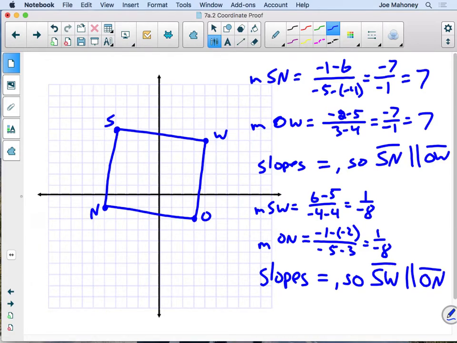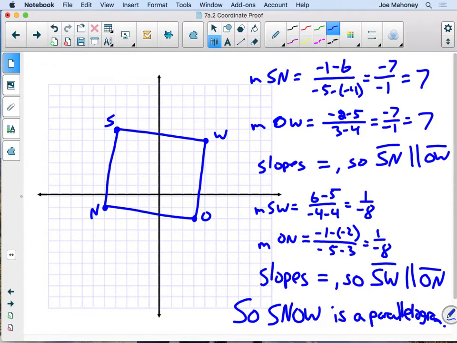So we've done our formulas. We've explained what our formulas show us. And now we're going to write our wrap-up sentence. So SNOW is a parallelogram. Beautiful.